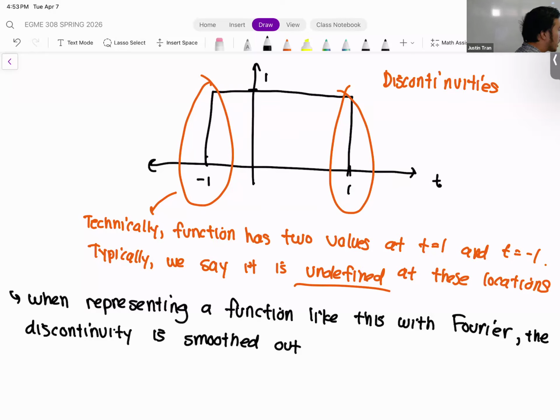And so instead of having two simultaneous values or an undefined value at a discontinuity, the Fourier series or the Fourier transform does have a value there, right? And the value there actually is exactly what you intuitively think it to be. And so when you represent a function with Fourier, the discontinuity value ends up just being the average of the two ends of the discontinuity.